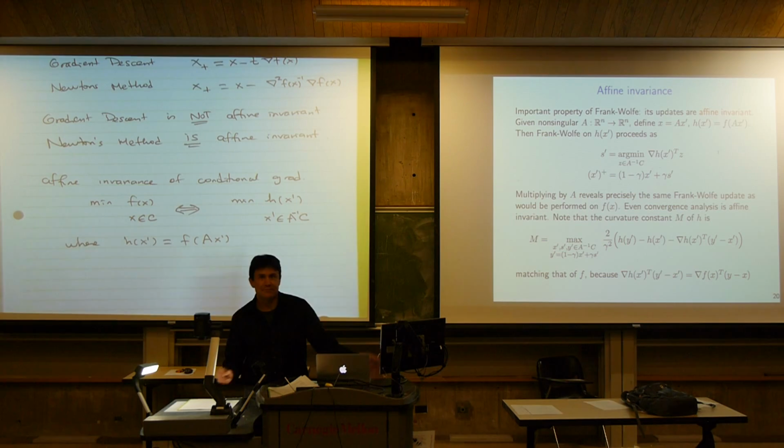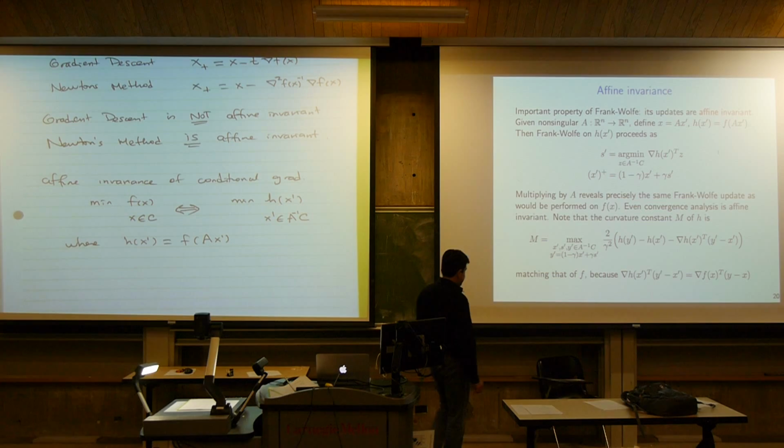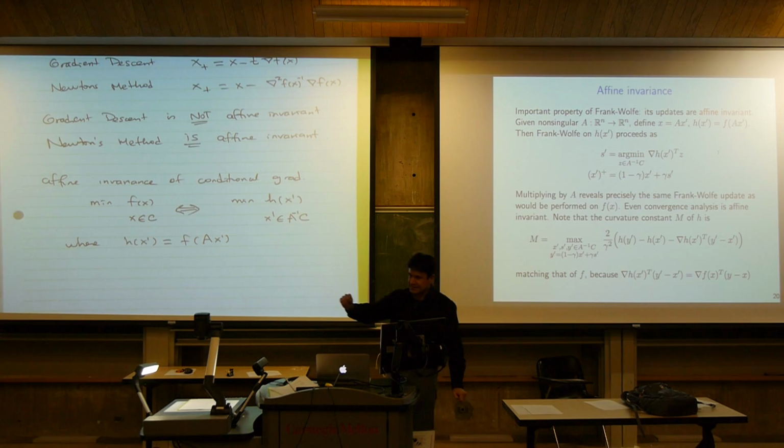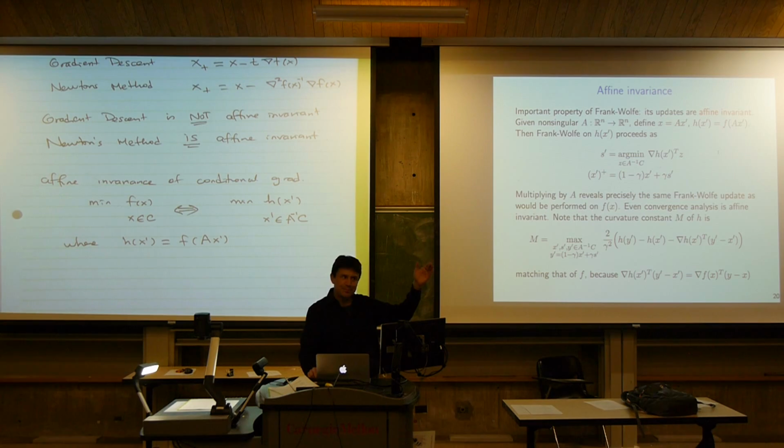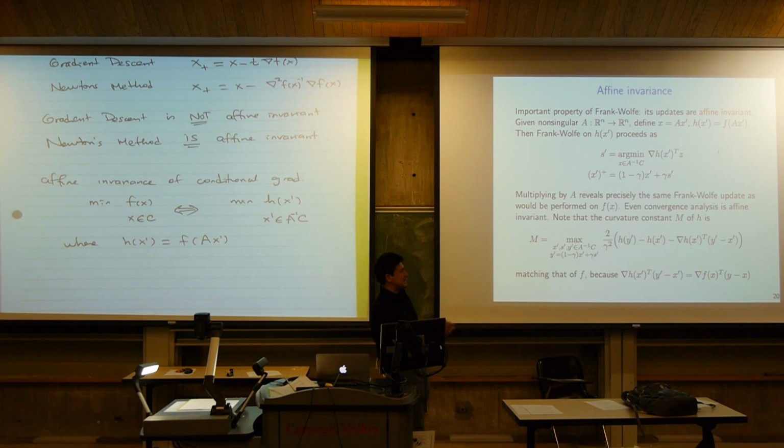And again, if you look at the definition of the curvature constant for H over the set A inverse C, that is exactly the same as the curvature constant of F over the set C. So the bound that we were just discussing before the break about the convergence is exactly the same in one case or the other. And in fact, that has to happen because the entire algorithm essentially is invariant. So it would be very odd if the analysis somehow were not affine invariant.